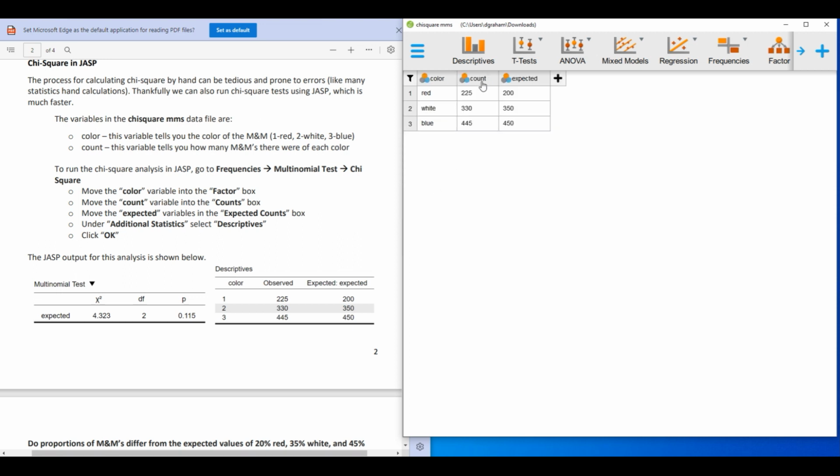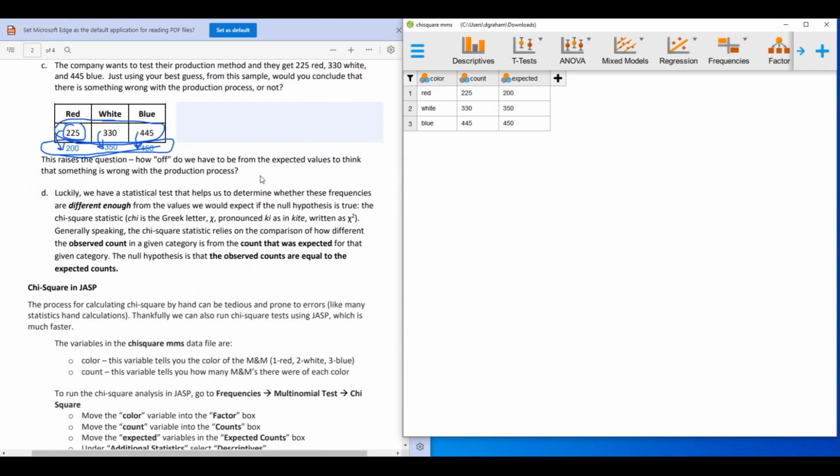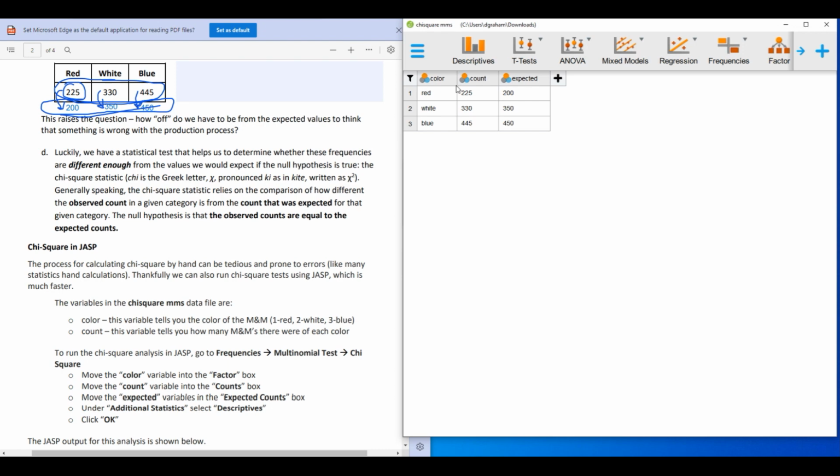Now our second column is labeled count. This variable tells us how many of those M&Ms were each of these 3 colors. So in this sample, working off of the example that we have, 225 were red, 330 were white, and 445 were blue.